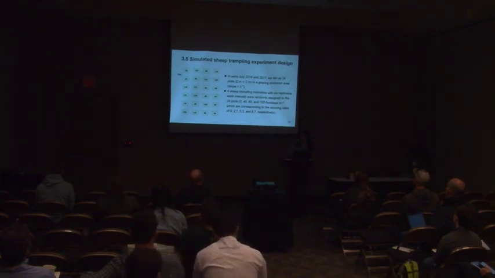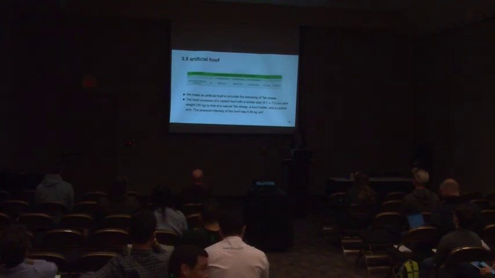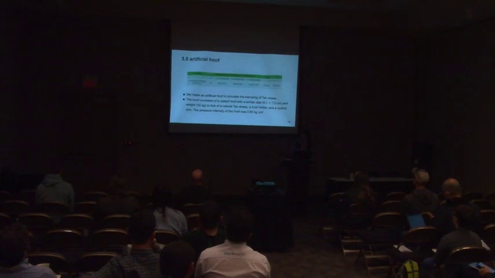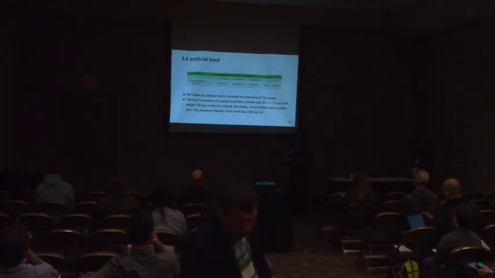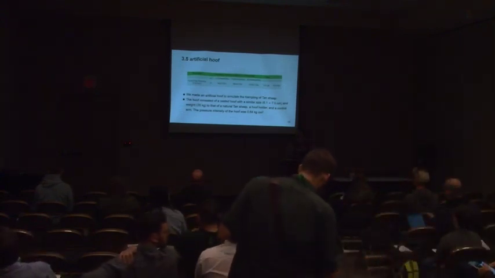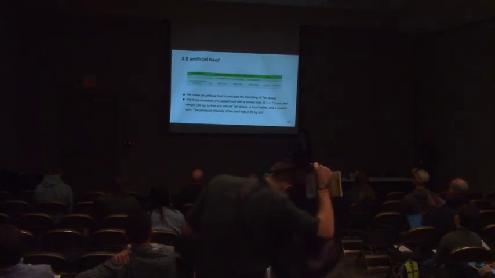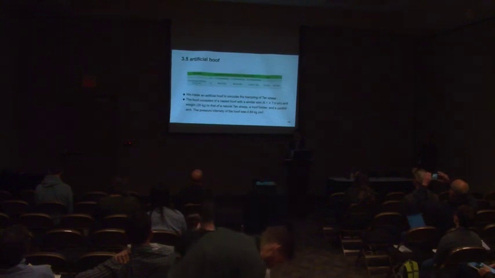How and why did we set this trampling intensity? Because we have this rotational system, so we have 4 stocking rates, and we were watching the grazing behavior, and to find their trampling intensity is 40, 80, and 120 footsteps per quarter meter. And then we want to simulate the trampling, and we made an artificial hoof.